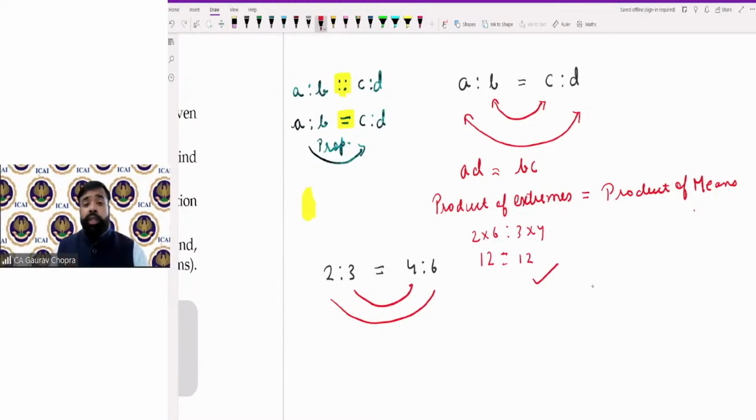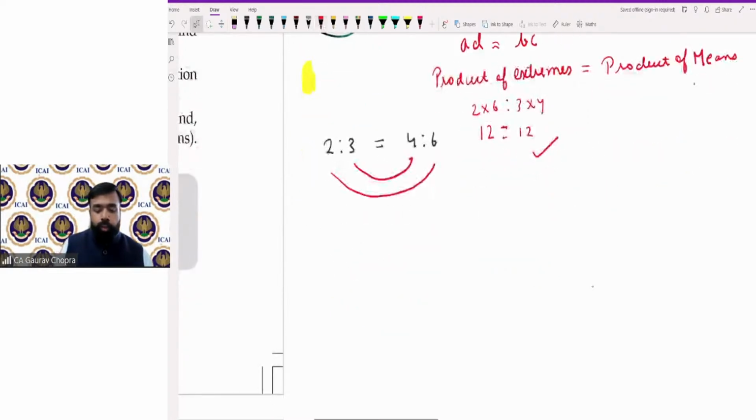तो जब भी आपको दो रेशियोज गिवन हैं, आपको चेक करना है whether they are in proportion or not. Just apply the formula: product of means equal to product of extremes. तो corner value को multiply करें and then middle terms को multiply करें. Okay, that's it.